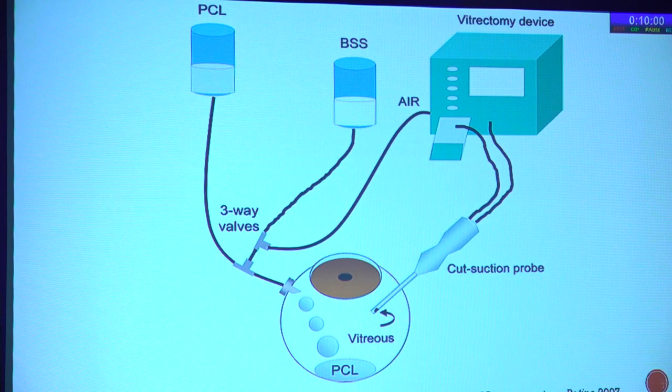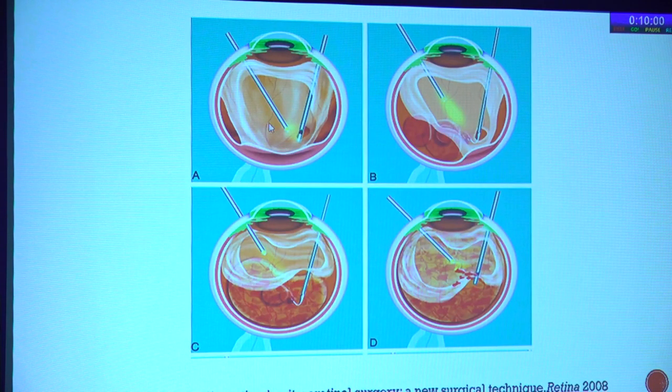So these are various setups. You can use a regular BSS and switch in the PFCL infusion. You can also use the PFCL for perfluoro dissection, and these are PDRs with multiple bleeds.